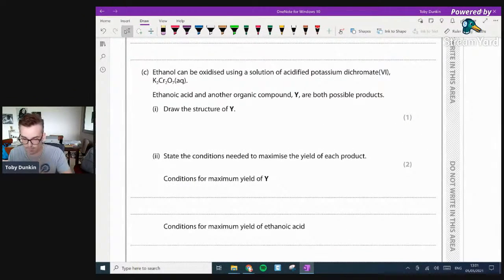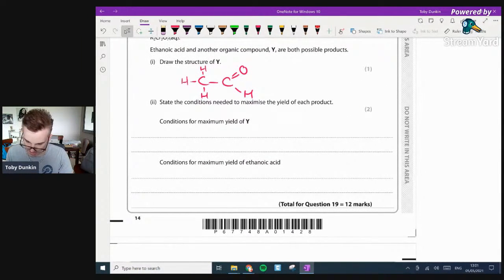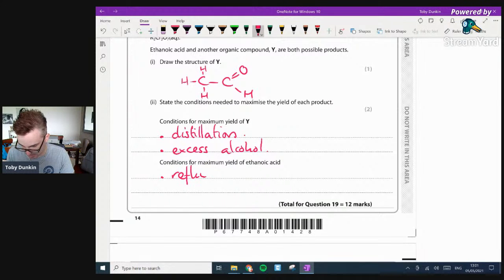Ethanol can be oxidized using a solution of acidified potassium dichromate, orange to green. Ethanoic acid is another organic product. X and Y are both possible products. Draw the structure of Y. So you could also form the aldehyde under distillation conditions. There's ethanol. State the condition needed to maximize the yield of each product. For this one, we're going to do distillation and excess alcohol. This is going to be reflux and excess oxidizing agent, excess acidified K2Cr2O7.